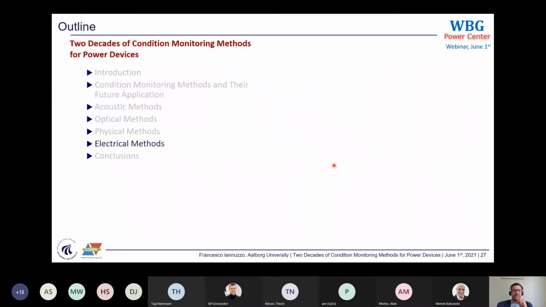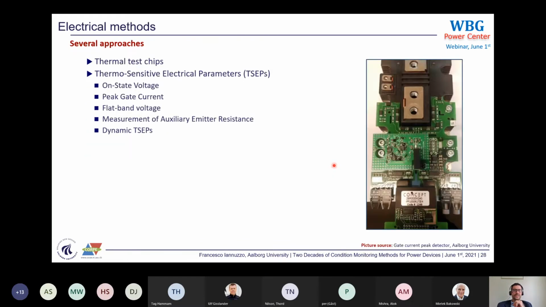And then we move to electrical methods, which are by far, I would say, most popular nowadays. So basically, there are several approaches. I will start from thermal test chips, which is basically a method for embedding a sensor inside the chip. And then I will largely talk about the thermosensitive electrical parameters, and more specifically on-state voltage drop, peak gate current, flat band voltage, measurements on auxiliary emitter resistance, and dynamic temperature sensitive electrical parameter.